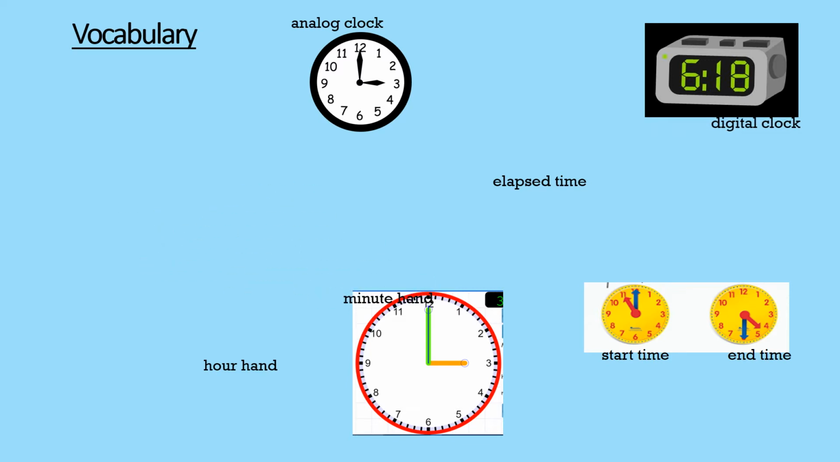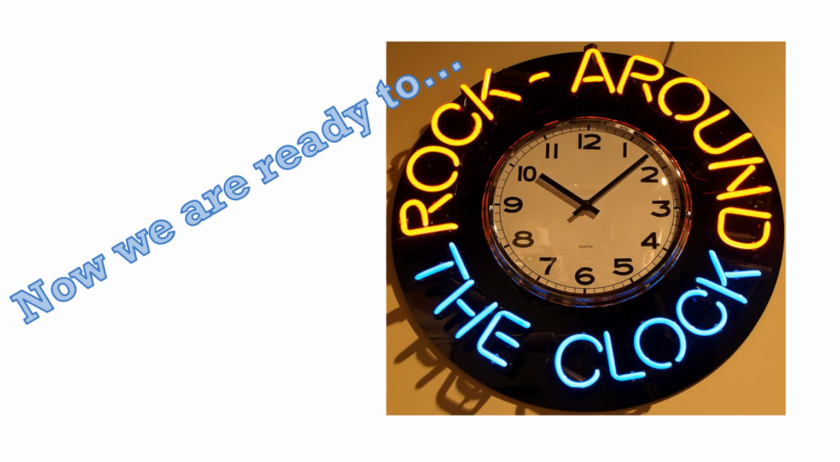The minute hand of a clock is the long hand, and the hour hand is the short hand of an analog clock. And then our last picture is showing elapsed time. So we have start time and end time, which gives us elapsed time. Now we are ready to rock around the clock.